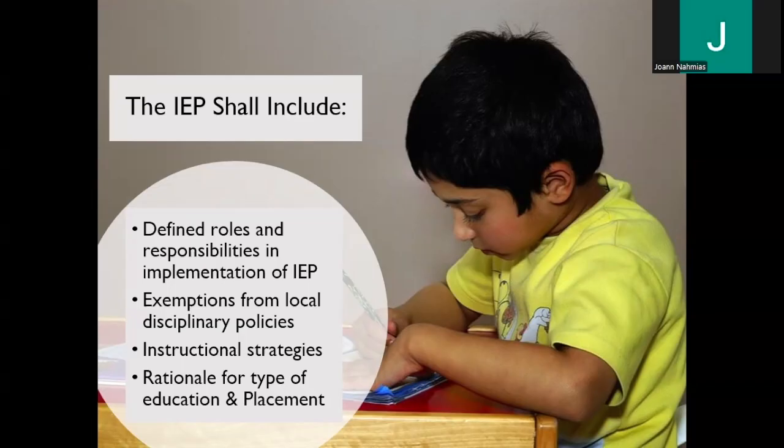This helps ensure that teaching approaches are intentional and aligned with the student's needs. And finally, the IEP must provide the rationale for the type of education and placement selected. In other words, it should explain why this setting and level of support are appropriate for the student.